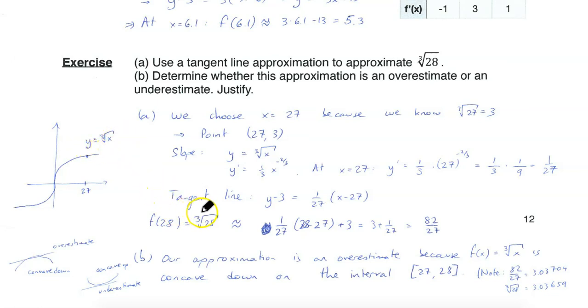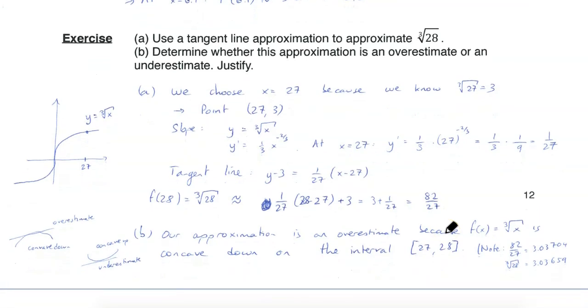So f of 28 is going to be approximately 1 over 27 times 28 minus 27, plus 3, which equals 82 divided by 27. So it's a rational number. We could work out using just elementary school ideas what 82 over 27 is. I'm not going to force us to do that, so 82 over 27 is 3.03704. But the fact is we could find this number without a calculator.